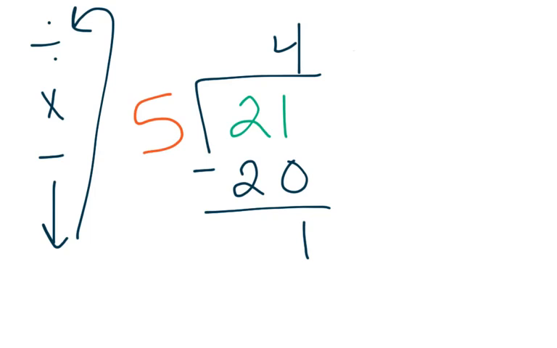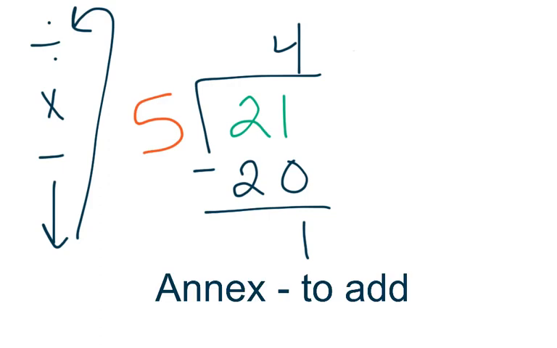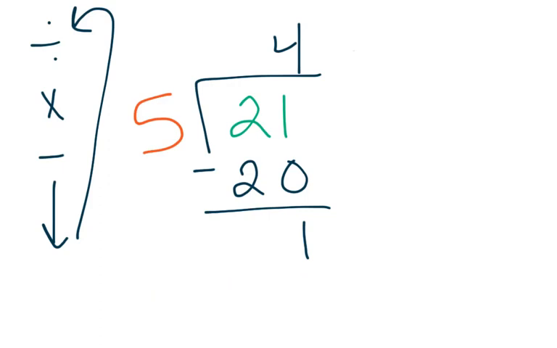Our next step here is to annex a 0. Annex is just a fancy word for add. And I'm going to annex my 0 after the number 21. First, I'm going to put my decimal, so I remember there's a decimal there. Add my 0, and then go to my last step here, which is bring it on down. So I bring that 0 down.